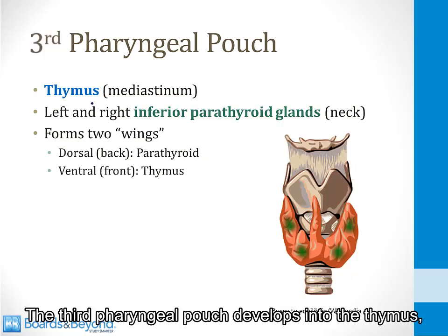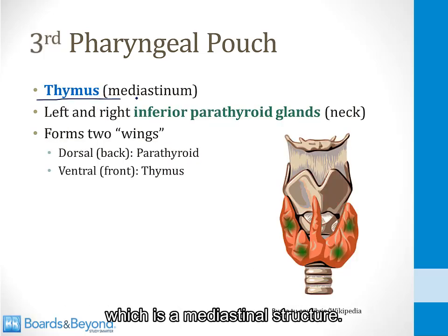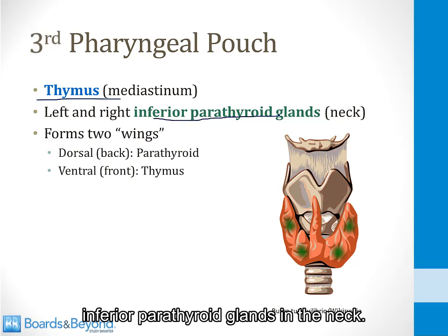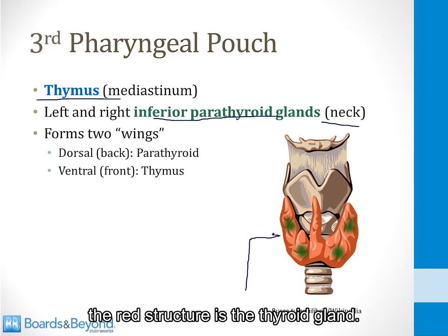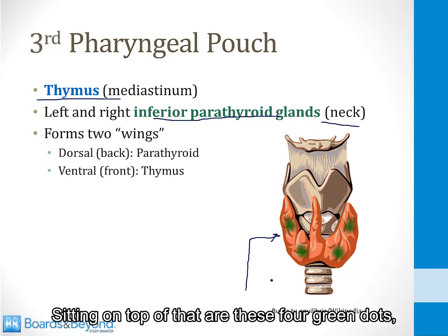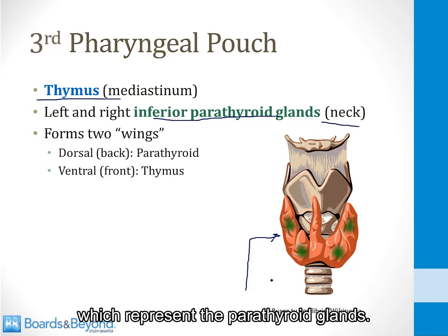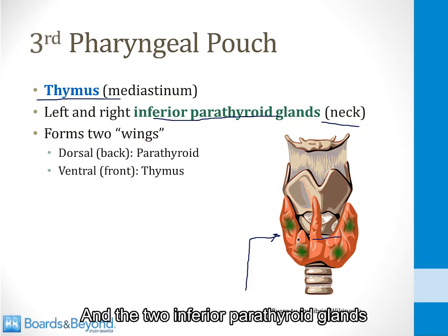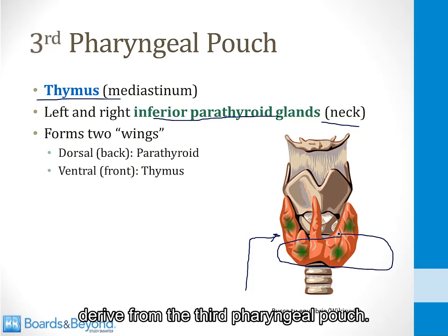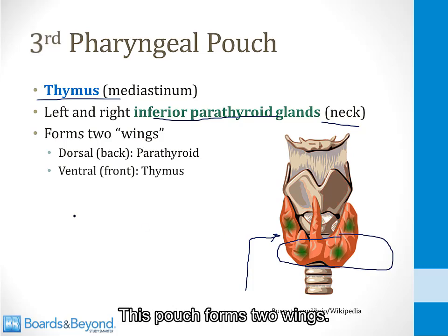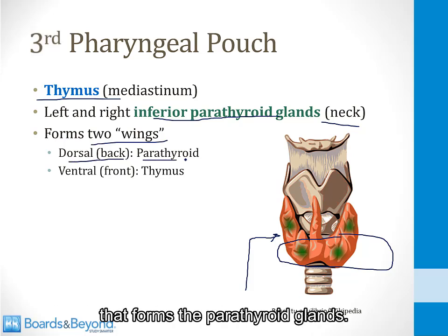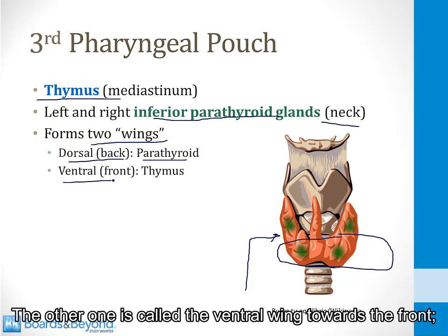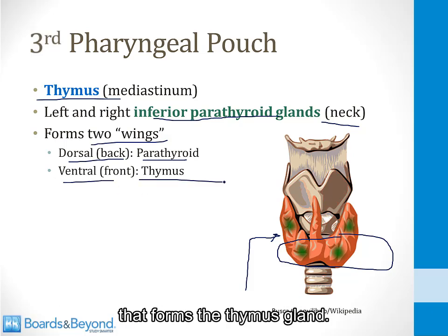The third pharyngeal pouch develops into the thymus, which is a mediastinal structure. It also develops into the left and right inferior parathyroid glands in the neck. If you look at this drawing on the screen here, the red structure is the thyroid gland. Sitting on top of that are these 4 green dots, which represent the parathyroid glands, and the 2 inferior parathyroid glands derive from the third pharyngeal pouch. This pouch forms 2 wings. One is called the dorsal wing towards the back. That forms the parathyroid glands. The other one is called the ventral wing towards the front. That forms the thymus gland.